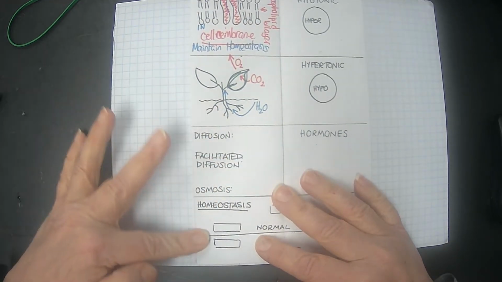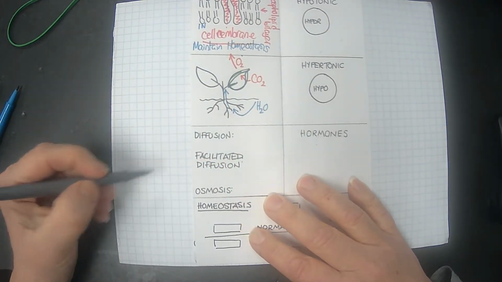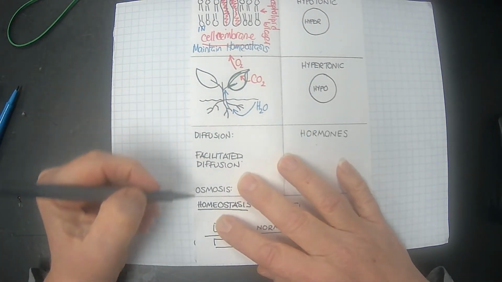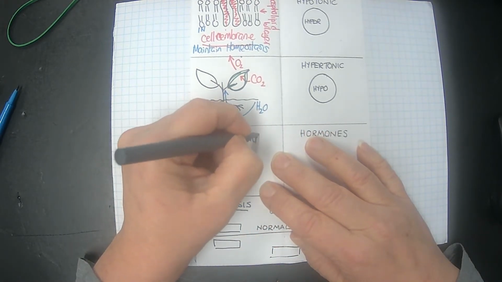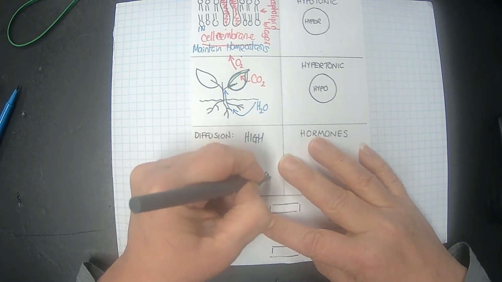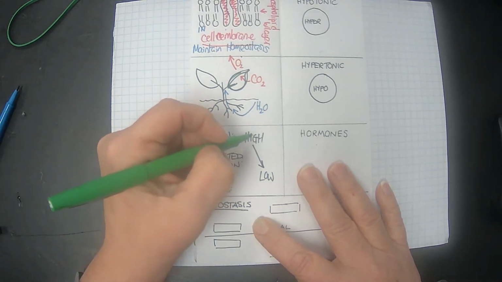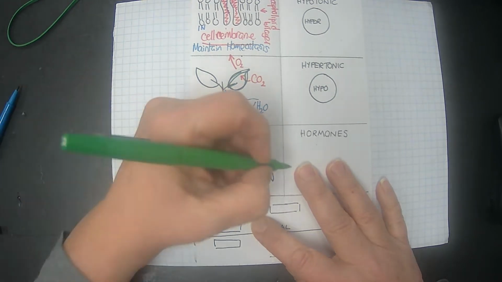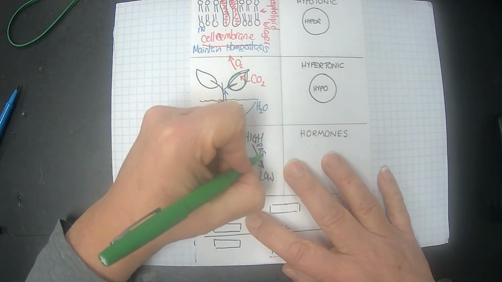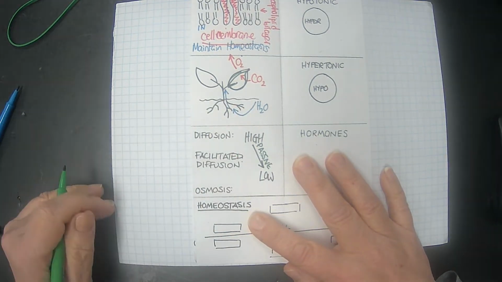Let's talk about these three words. They are all similar, but they all have slight differences. All of them, diffusion, facilitated diffusion, and osmosis, are when a substance moves into or out of the cell by going down its concentration gradient, going from where there's more of it to where there's less of it, high concentration to low concentration. And because of that, because we are going down the concentration gradient, it is passive. It does not require energy.